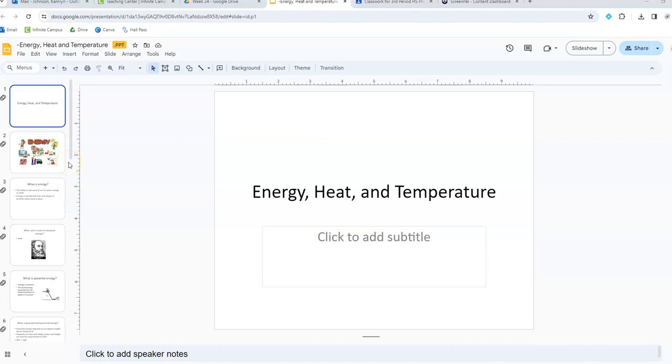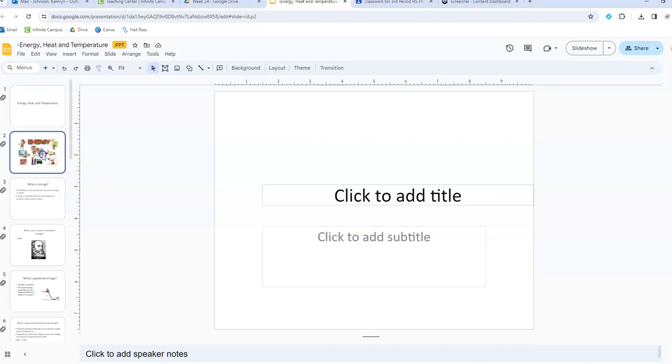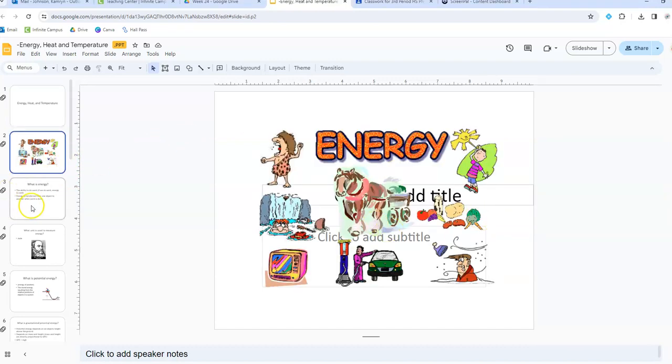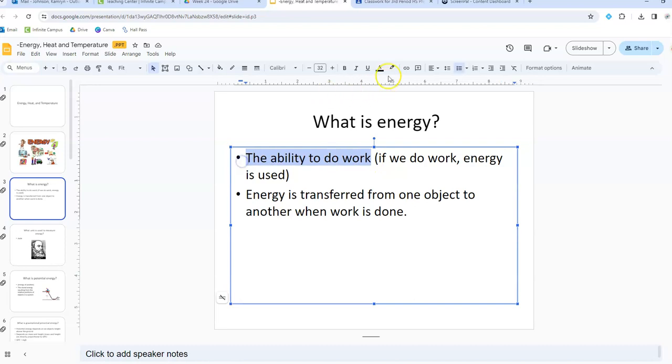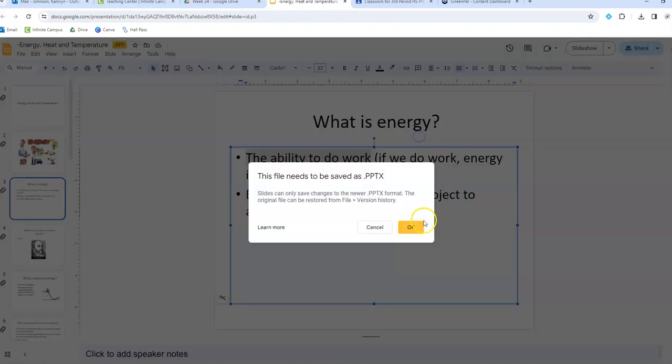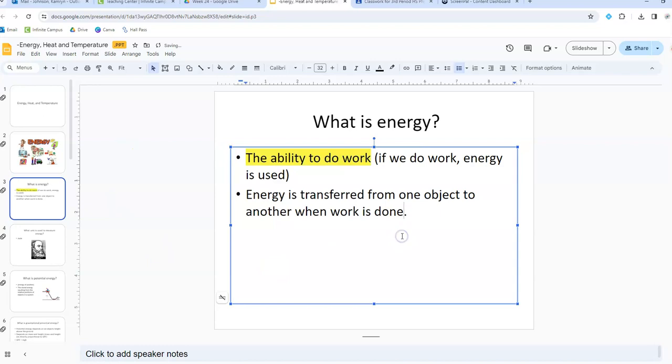Okay, so we are going to start talking about heat, energy, and temperature. Here's just some pictures for you for energy. So what is energy? I need you to highlight the ability to do work. Energy is the ability to do work. If we are doing work, we are using energy.